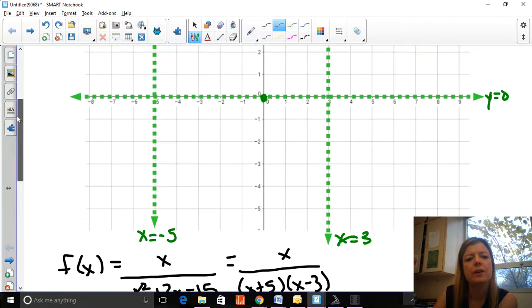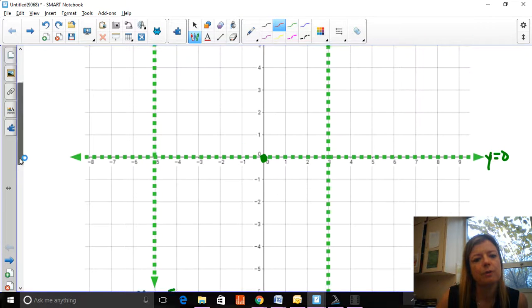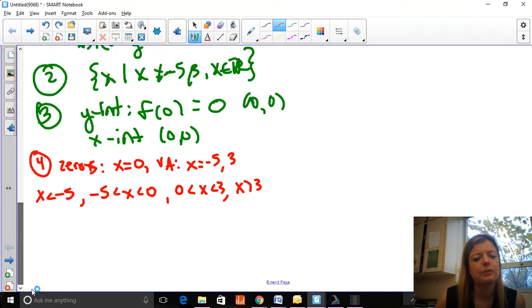I'll show you how this looks. So the function will either be all above the x-axis or all below the x-axis in this section here before -5, before the first vertical asymptote. Then it might switch between -5 and 0. And then again, if it's positive, it might go back up or it might go down. Or if it's negative, it might go back down and then up. We don't know. So we have to check on this side between 0 and 3. Is the whole function down here or up here? And then again, after this vertical asymptote. Okay, so there's 4 sections.